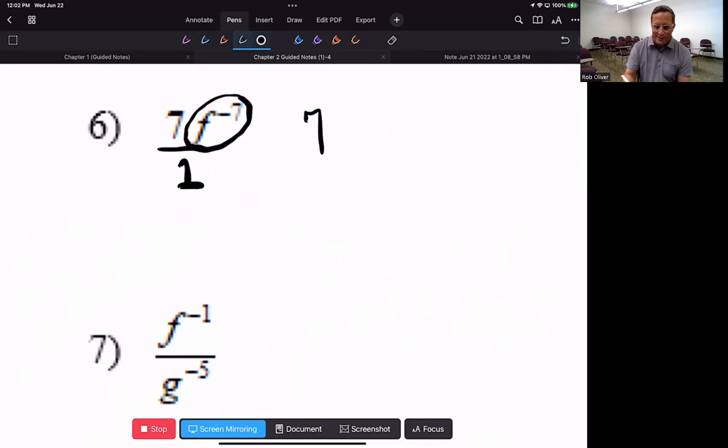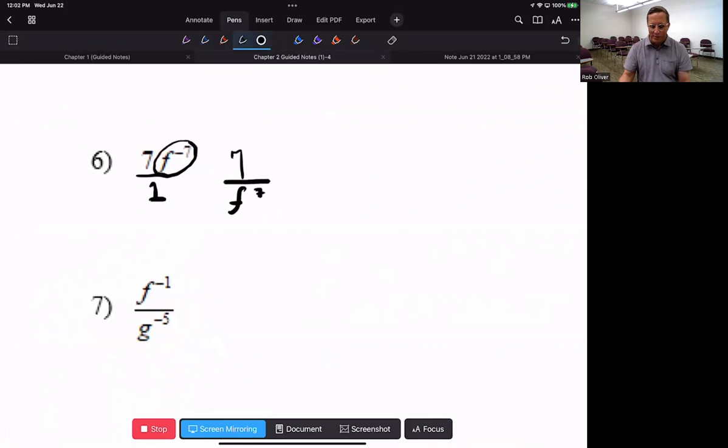Okay, so that 7 is going to stay where it is. We're going to move that f to the 7th down into the denominator. And that's it. So 7 over f to the 7th. So very important that, I think sometimes when people see a negative exponent, they think everything's got to move. No, it's just parts that have negative exponents. That's what has to move, just that part.